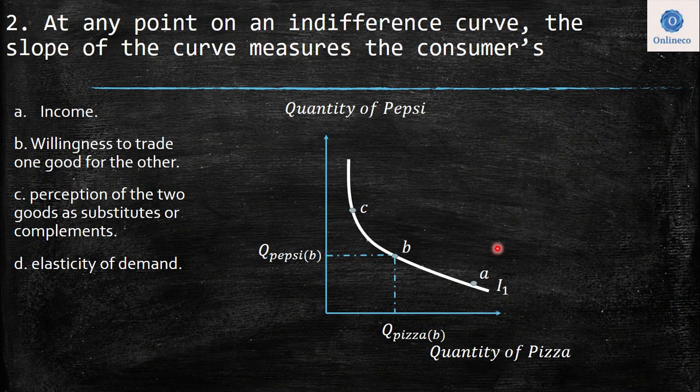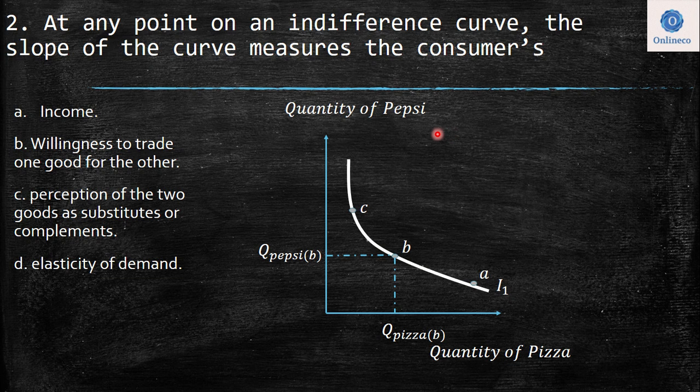Then at any point on an indifference curve, the slope of the curve measures the consumer's: A. income, B. willingness to trade one good for the other, C. perception of whether the two goods are substitutes or complements, D. elasticity of demand. Then we have here a representation of the explanation of the chapter.